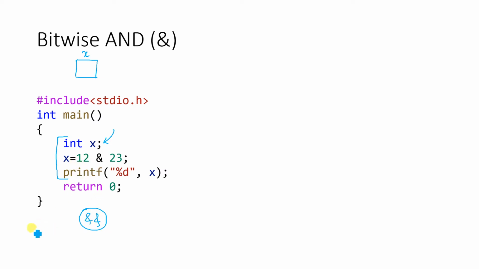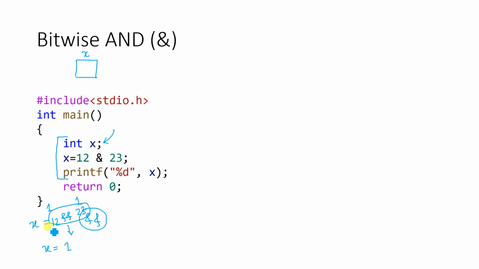So if you do the same thing, suppose x is equal to 12 && 23. This is a logical operator. So what value will we get in this particular representation? 12 is represented as 1 and 23 is represented as 1. So 1 and 1 becomes 1. So the output you get is x as 1.